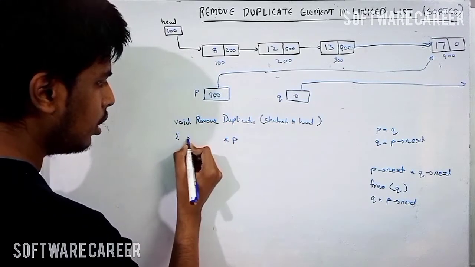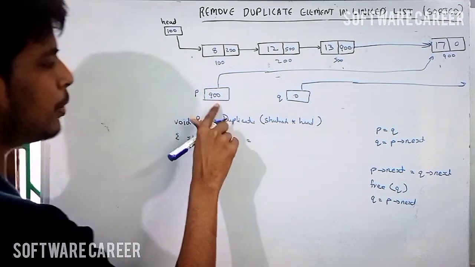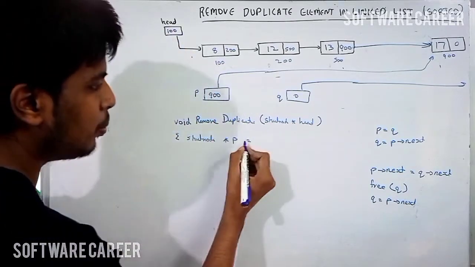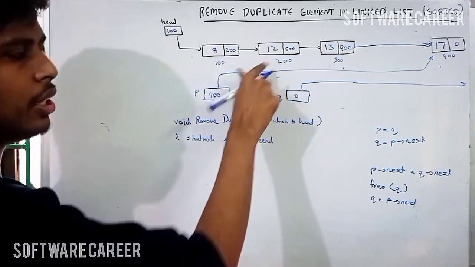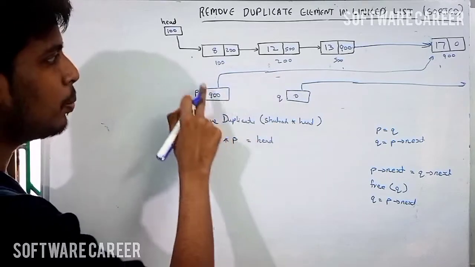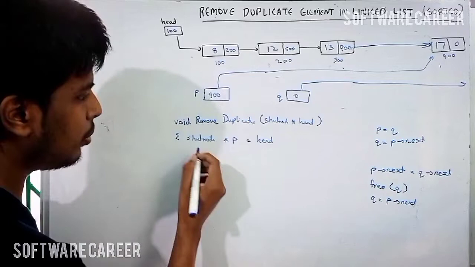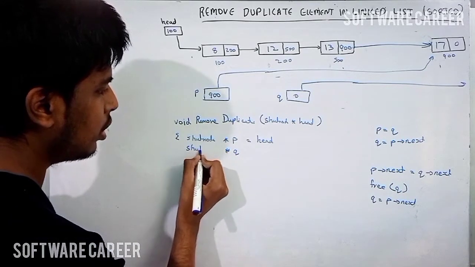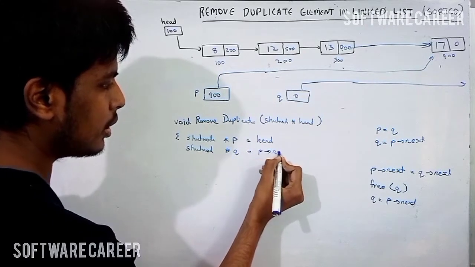So I am writing here pointer P, struct node, equals to, this P is pointing towards the first node. The first node is accessed by head. So I am writing P equals to head. Then Q should be equal to the second node. How can you make it? That means Q should be equal to P next. P was 100, 100 next is 200. So Q is pointing to P next. So I am writing pointer Q, that is struct node, Q is equal to P next.